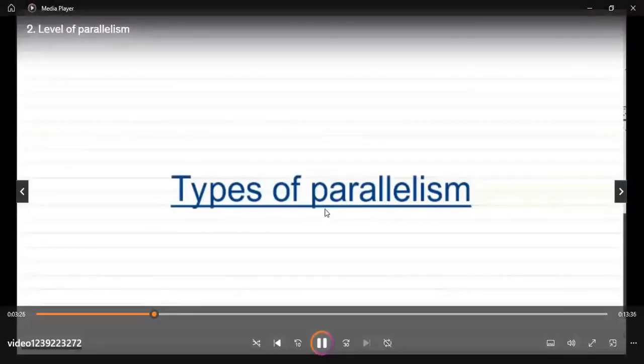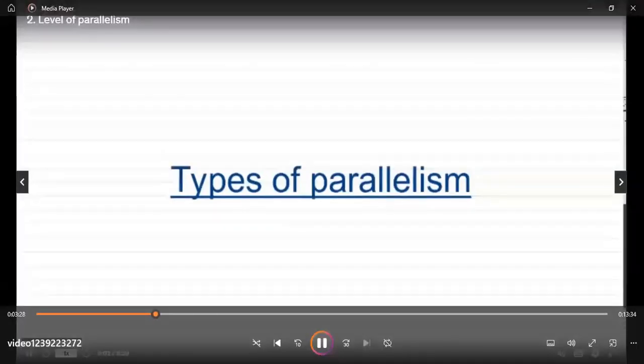Now let's understand the types of parallelism. There are three types, or rather three levels, of parallelism. Let's see those levels one by one. The first one is bit level parallelism.